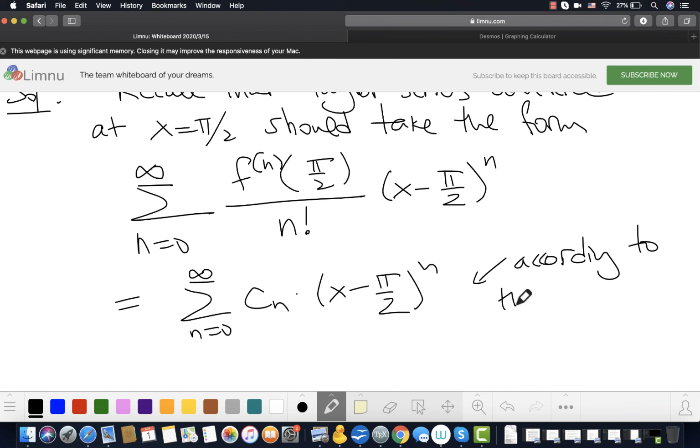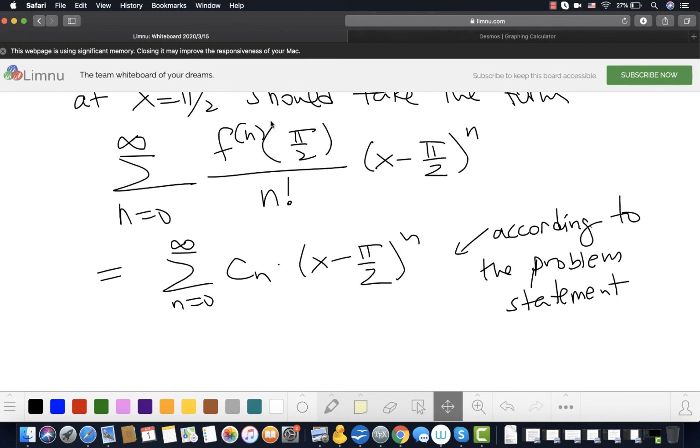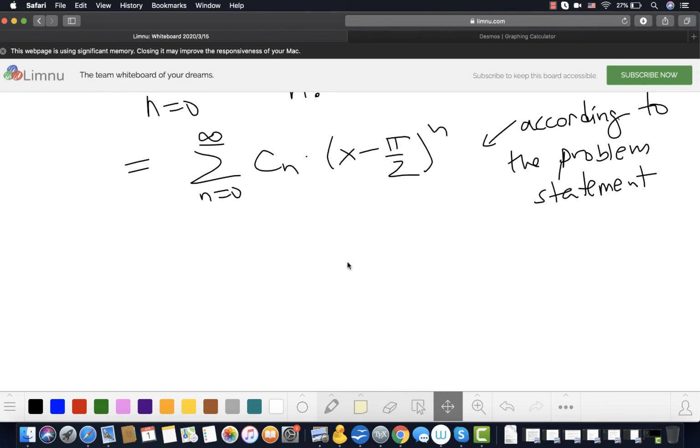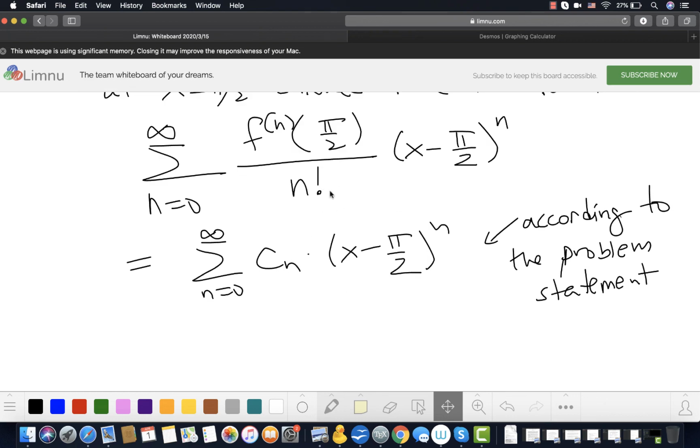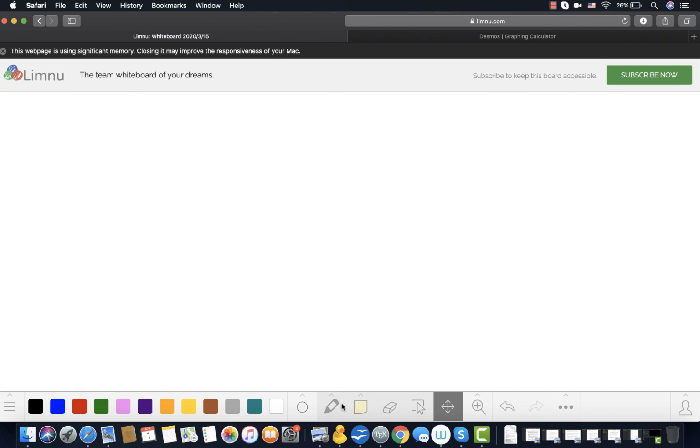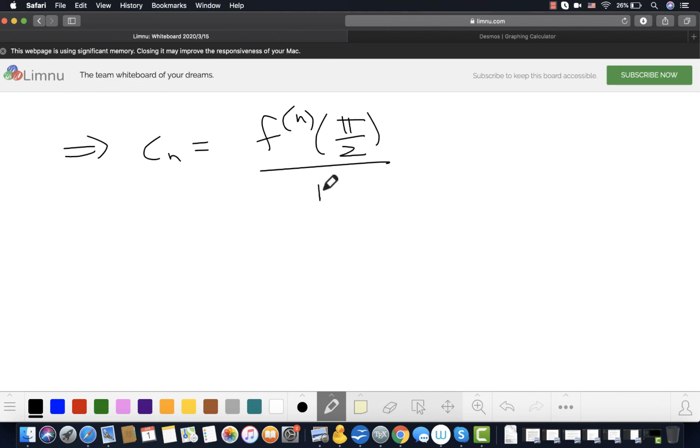According to the problem statement, the c_n's are defined as being the coefficients of the Taylor series. Well, that tells us that we can just match the coefficients, right? So c sub n must equal this quantity here. So this tells us that c sub n is just the nth derivative of the function evaluated at pi over 2 divided by n factorial.